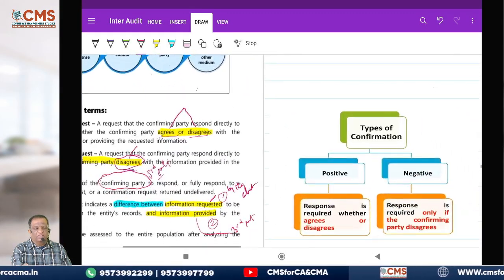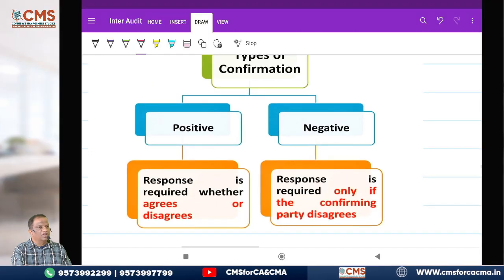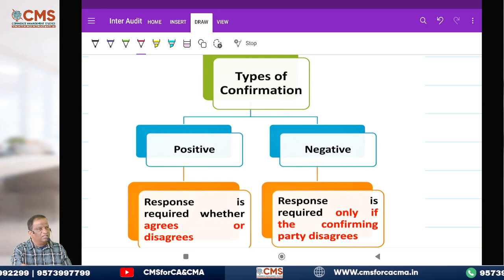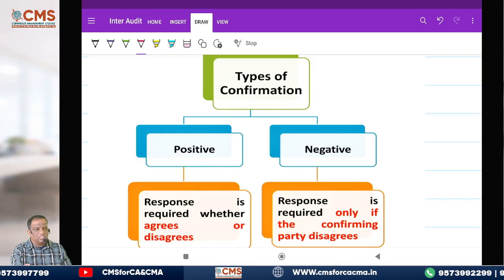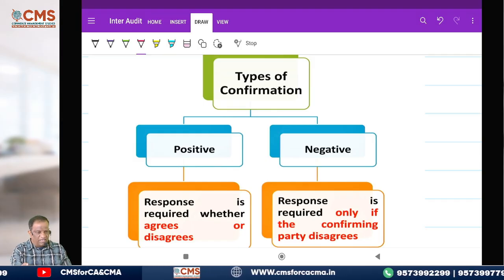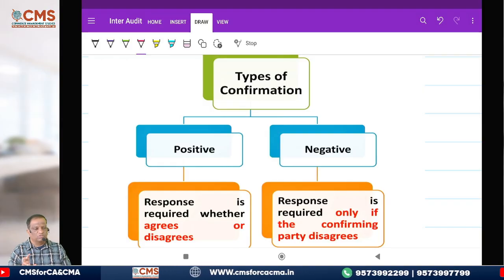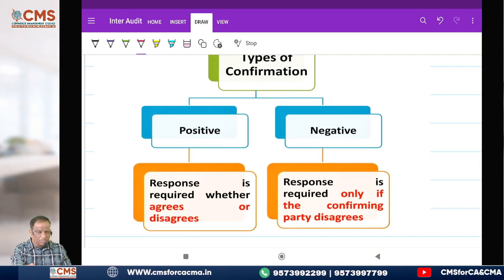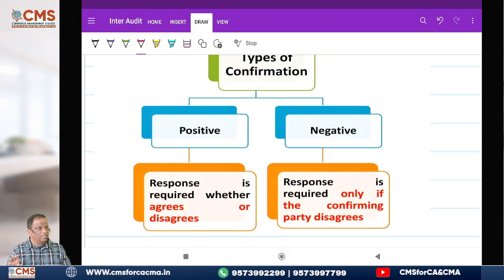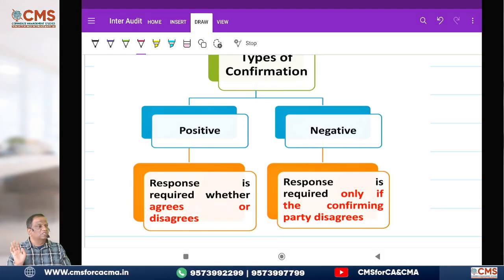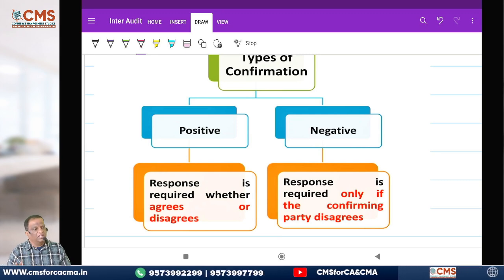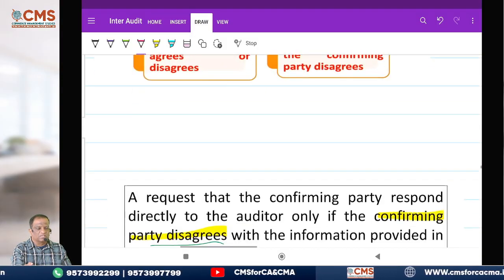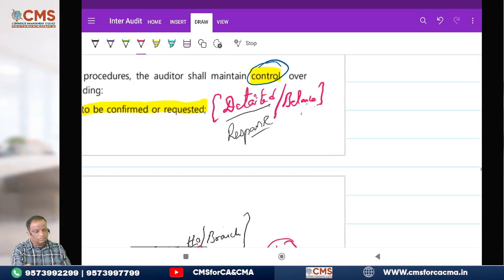He is asking this. Then there are two types of confirmation, positive confirmation and negative confirmation. When I say positive confirmation, the response is required whether the third party agrees or disagrees with you. But negative confirmation is that kind of confirmation where you want the respondent to respond only if he disagrees with you. So that is the difference between positive and negative confirmation. To repeat, when you are sending a positive confirmation, you want the party to respond in all cases. Whether he agrees, let him say that he is agreeing. If he disagrees, then tell me how much is your amount. But you want a response in all cases. In negative confirmation, you will expect a response only when he disagrees. If he agrees, silence. So, silence is acceptance.